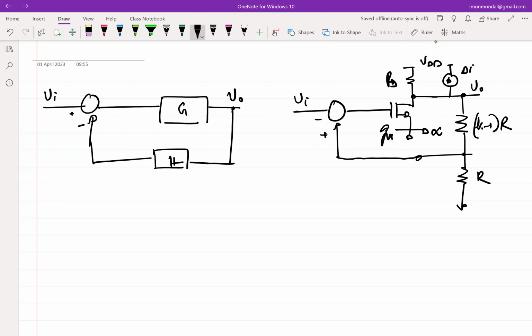Yeah. So when the loop was not there, it was pretty straightforward. The delta I was going into a parallel combination of RD parallel KR. So the output voltage would have been delta I times RD parallel KR. But now when I have closed the loop, now will it be different from that case or will it be the same? It will be the same.